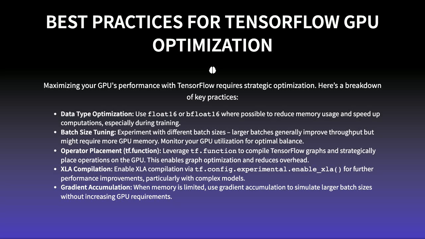Okay, let's talk about getting the most out of your GPU when you're training with TensorFlow. First off, think about data types. Using float16 or bfloat16 can drastically reduce memory usage and speed things up significantly.